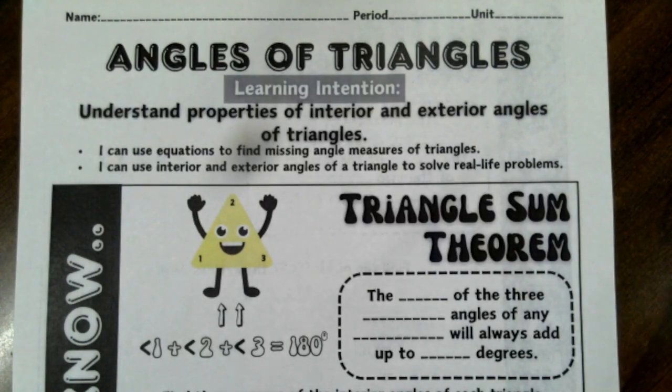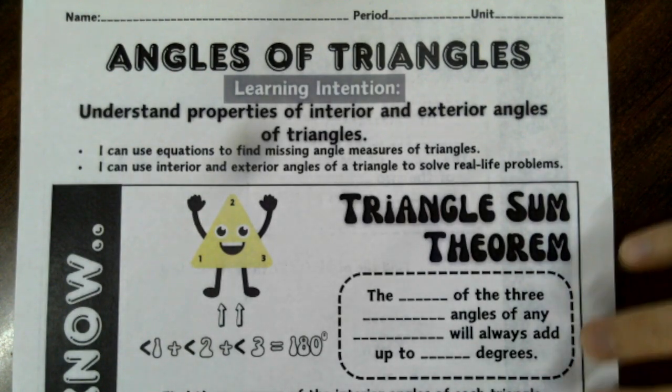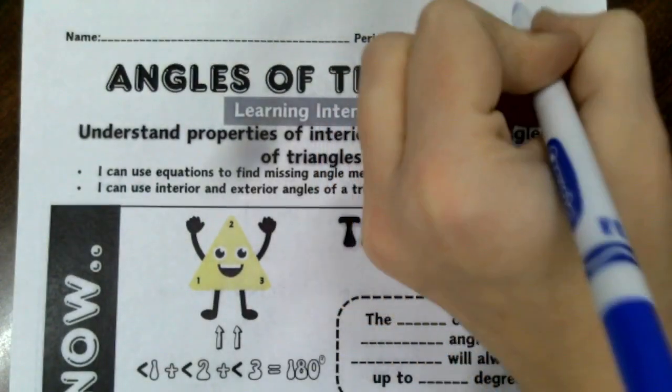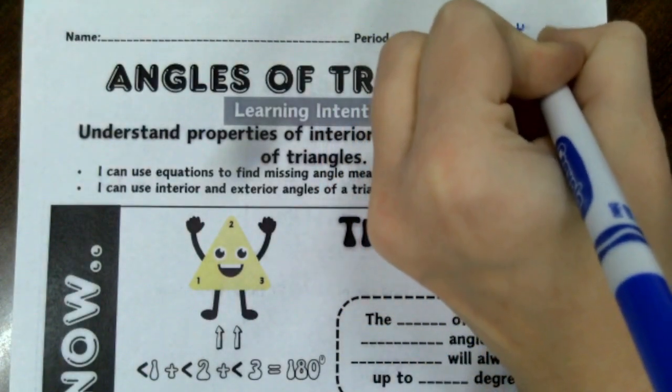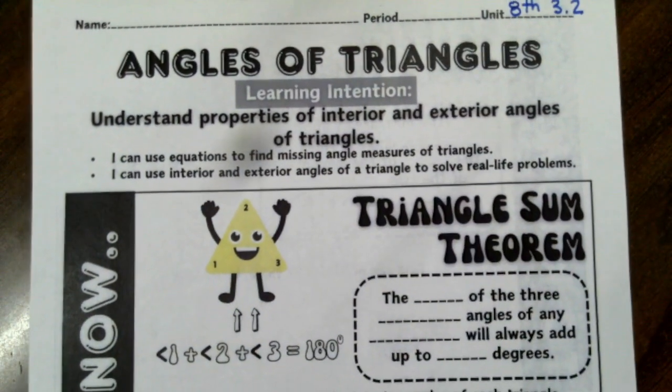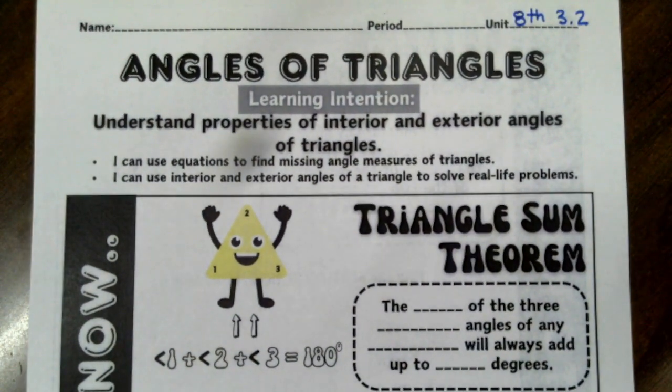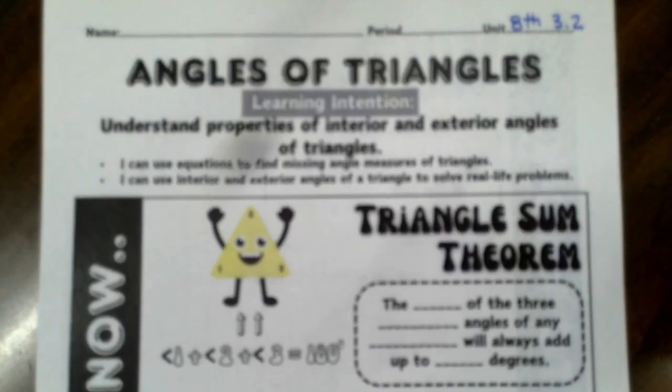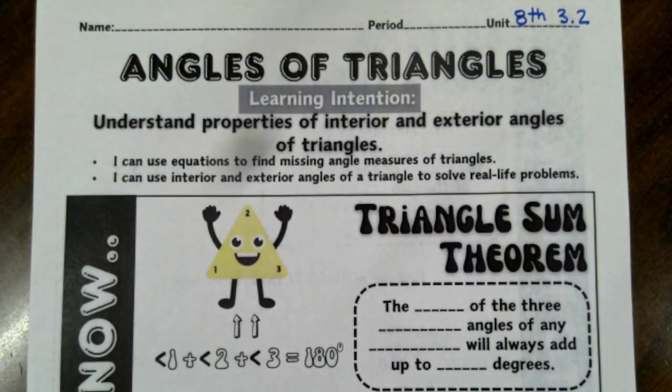This is going to be on angles of triangles. So your unit, you're going to write 8th 3.2. Okay, so this is the 8th grade book, but it is on unit 3.2.